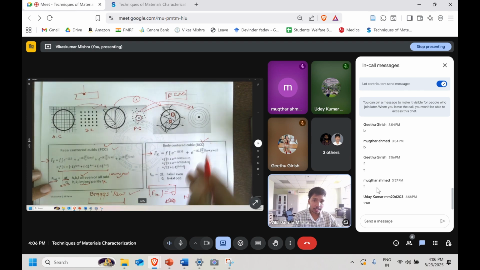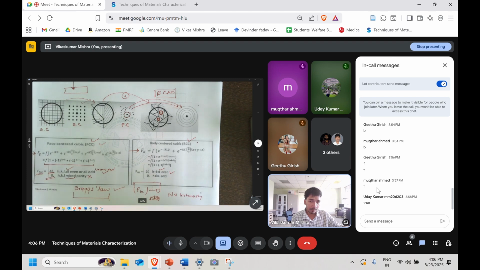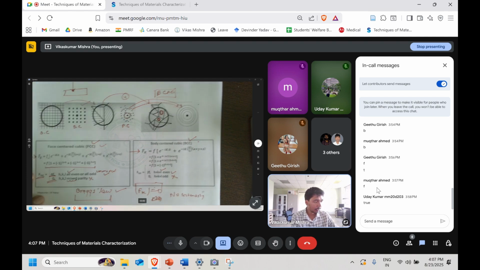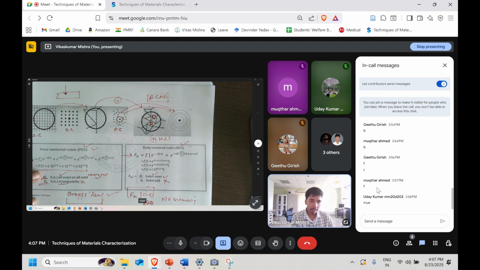For the BCC, the criterion is different. The BCC says that if H plus K plus L is even, then you will see the diffraction spot. If it is odd, that particular plane will not give the diffraction spot. It depends upon the plane. H, K and L, they are the plane indices.